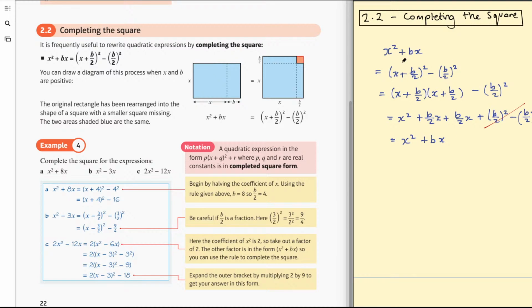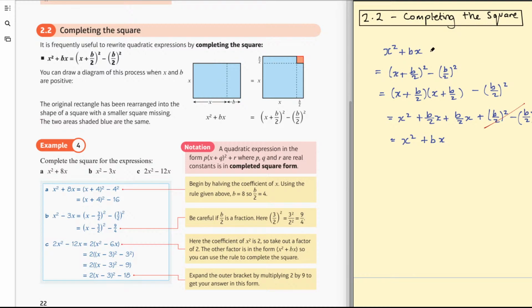So we've ended up with what we started with, x squared plus bx. And I'm sure you've done this in reverse. You probably know the process of completing the square. This is kind of like an algebraic proof of it. And you'll see why we do this in a minute. We'll do some problems and you'll see why this is useful.